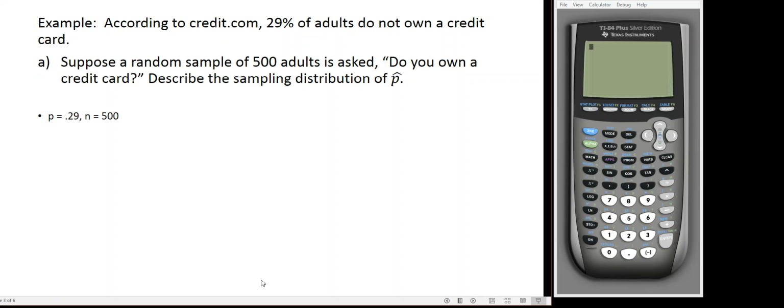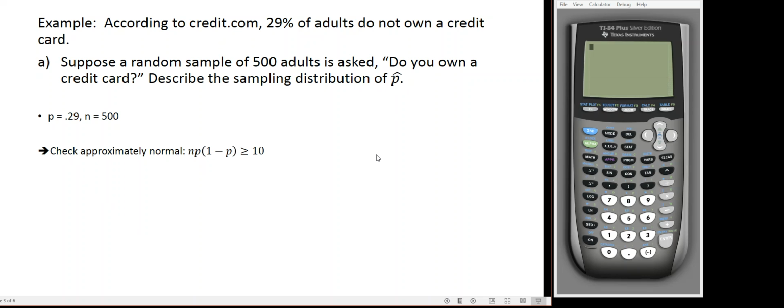Okay, so first thing, before we even answer the question, there's a couple pieces of information in our example. We know that p is 0.29 because that was our percentage of the population that do not own a credit card. And then in part A, they gave us the n, which was 500. So let's go ahead and reread what they want. It says, describe the sampling distribution of p hat.